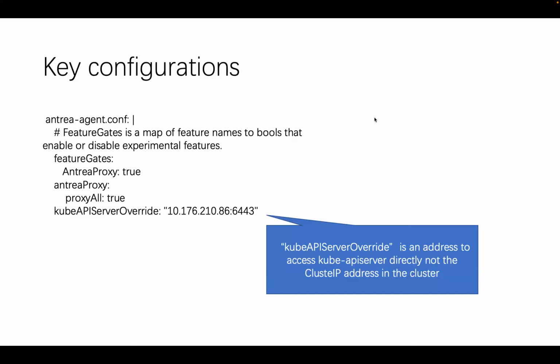And a second change in the configuration is that we have to set the kubeAPIServerOverride with the address of the kube API server. Here we cannot use the cluster IP service of the Kubernetes service. We must ensure that Antrea agents can use this address to access the API server directly. For example, in some clusters, we may use the kube-vip address for the API server.